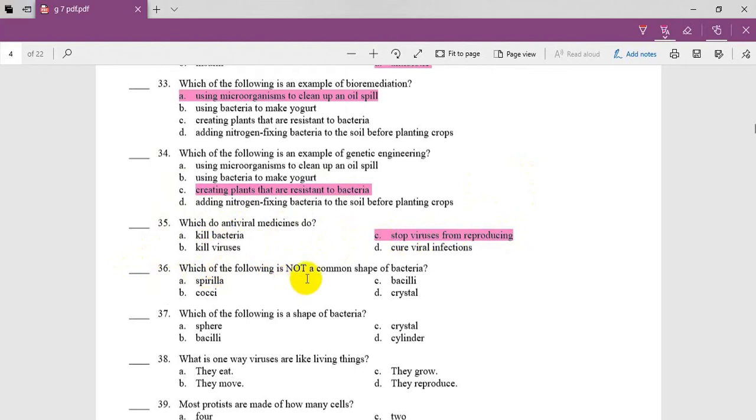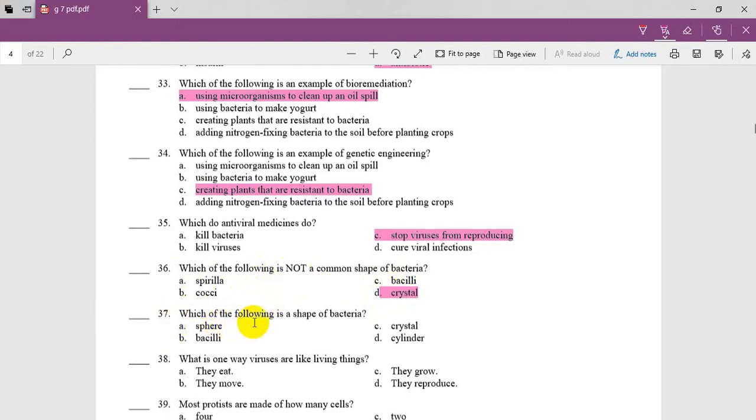36. Which of the following is not a common shape of bacteria? One of these shapes is not a shape for bacteria: spirella, cocci, bacilli, or crystal. Actually, A, B, and C are all shapes for bacteria except crystal, because crystal is a shape for virus. So the answer here will be crystal. You have to read the question very well, because here it is asking about not a common shape. So it will be crystal.